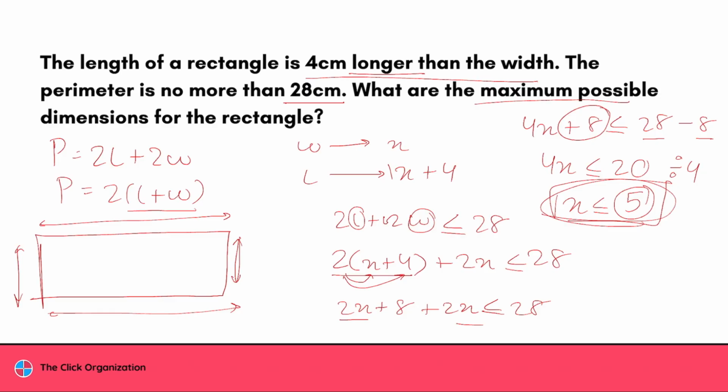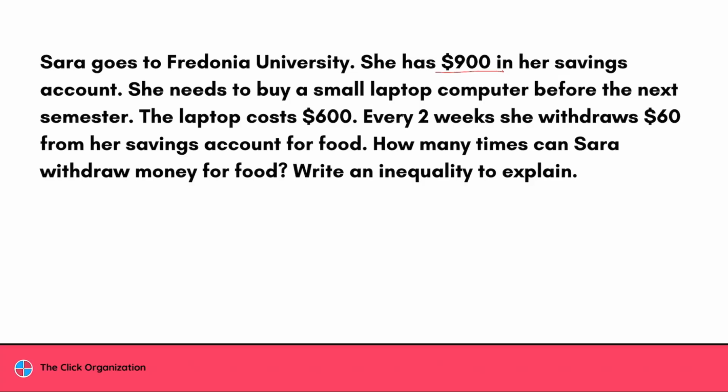Sarah goes to Fredonia University. She has $900 in her savings account. She needs to buy a small laptop computer before the next semester. The laptop costs $600. Every 2 weeks, she withdraws $60 from her savings account for food. How many times can Sarah withdraw money for food? Write an inequality to explain.